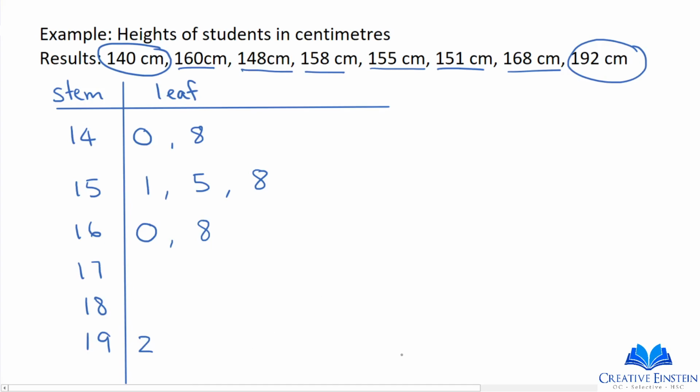The last thing I need to do though is a key. So I can do key 15/5 equals 155 centimeters. And I'm done.